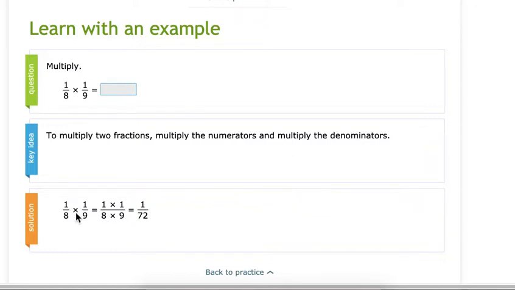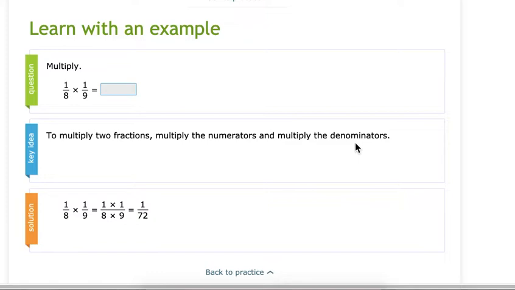So when we take 1/8 times 1/9, we multiply the numerators, which is 1 times 1, and we multiply the denominators, which is 8 times 9. So we end up with 1/72. Now the only thing you may have to do on some of these is simplify them after that. If they will simplify, you might be asked to simplify them. But I think most of these it will take the answer even if it is unsimplified. But if you do get one that says you're almost there or something like that, you may have to simplify it.